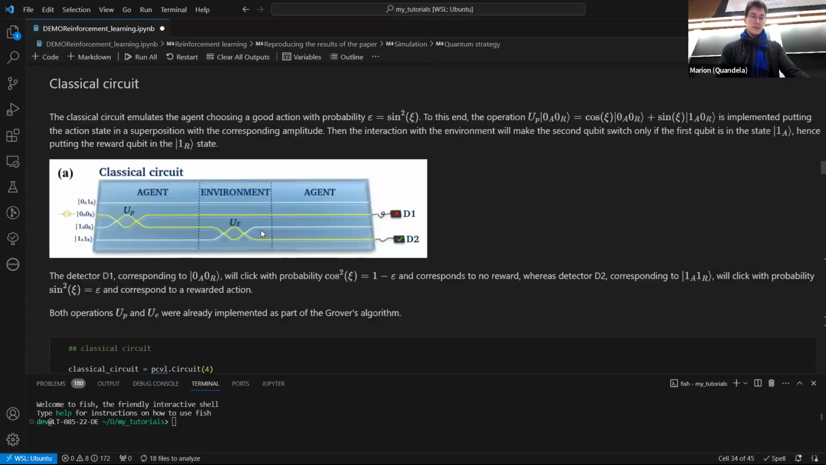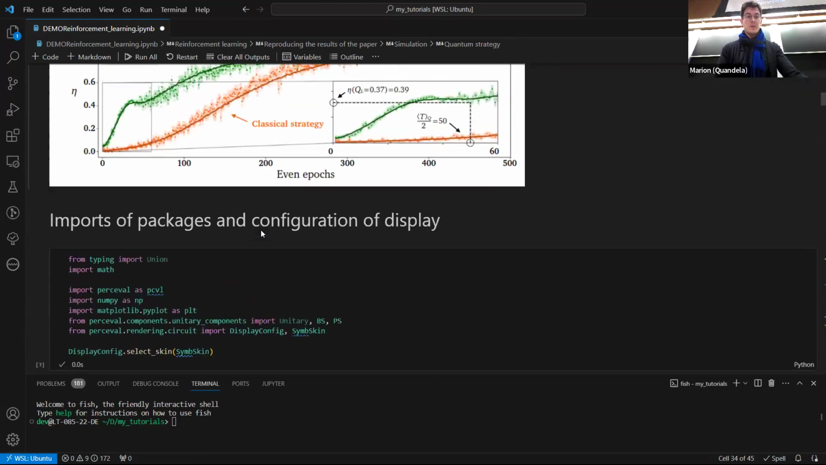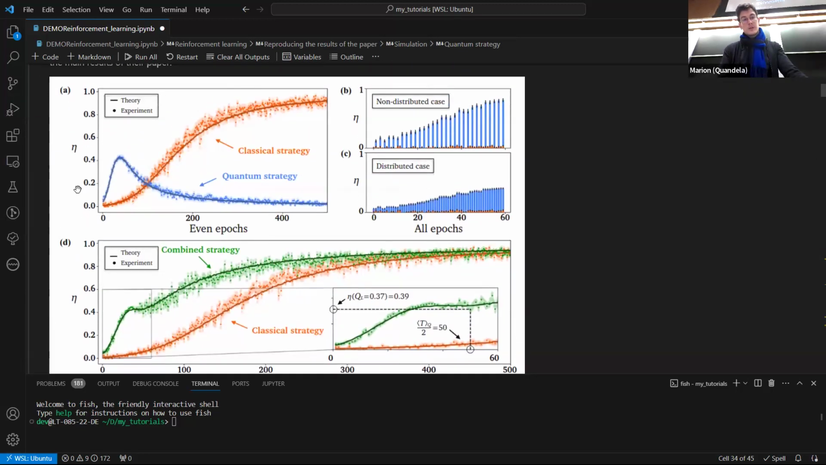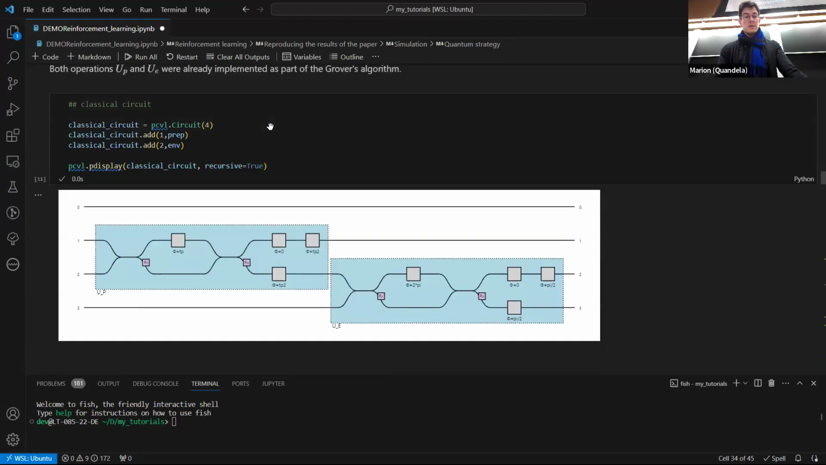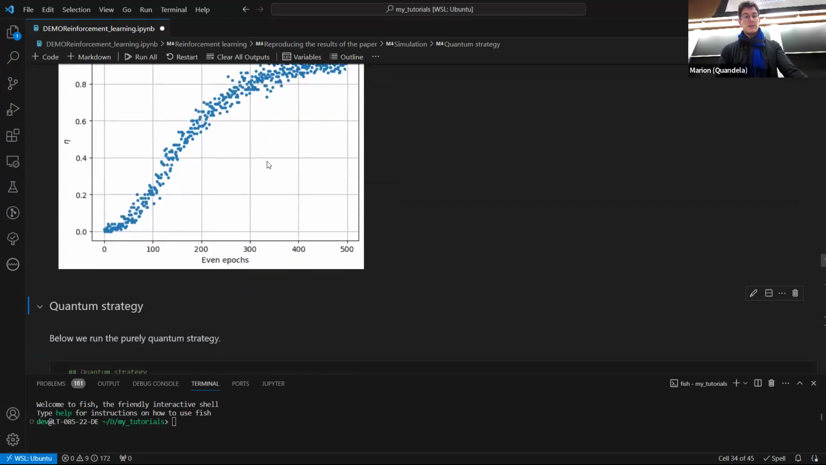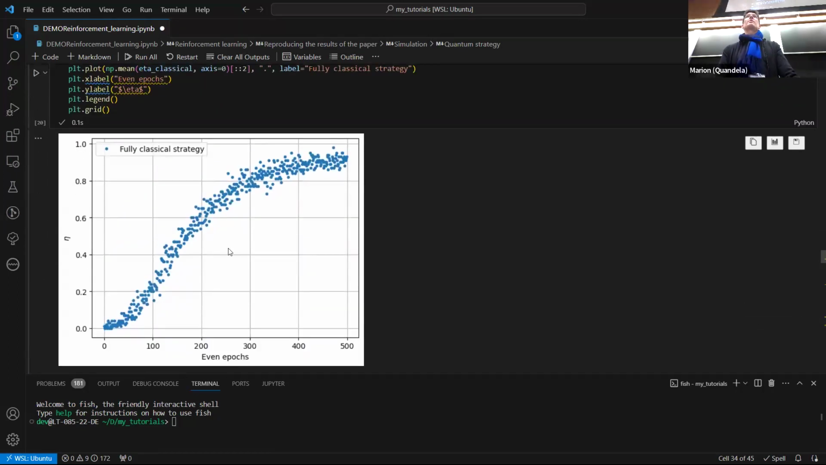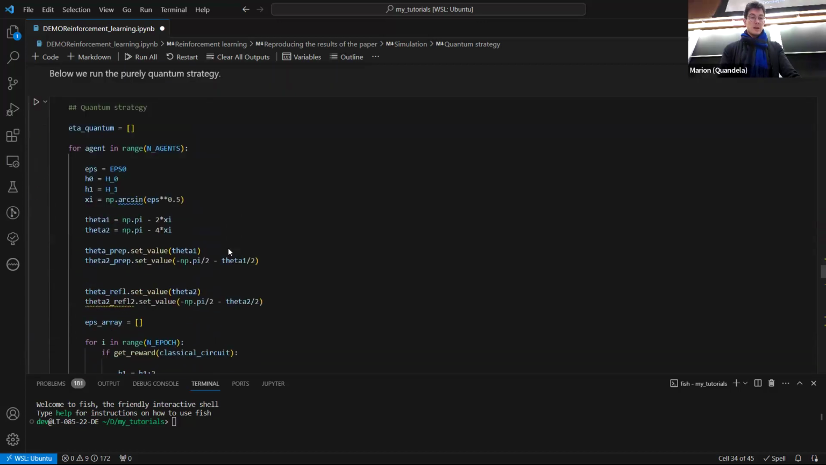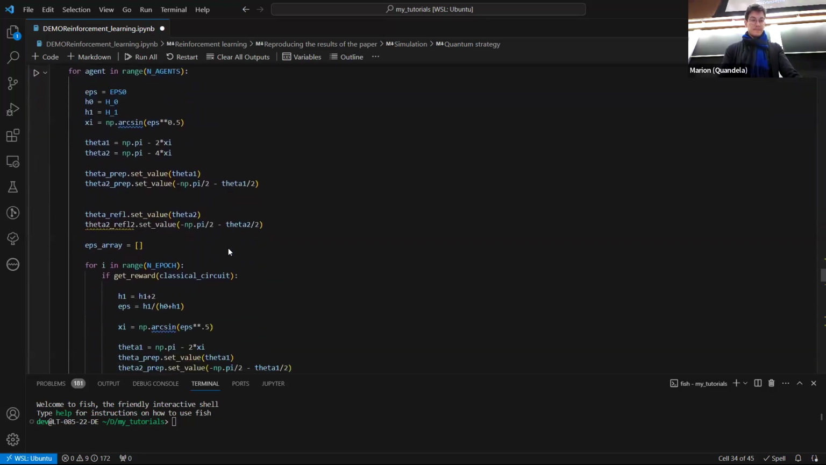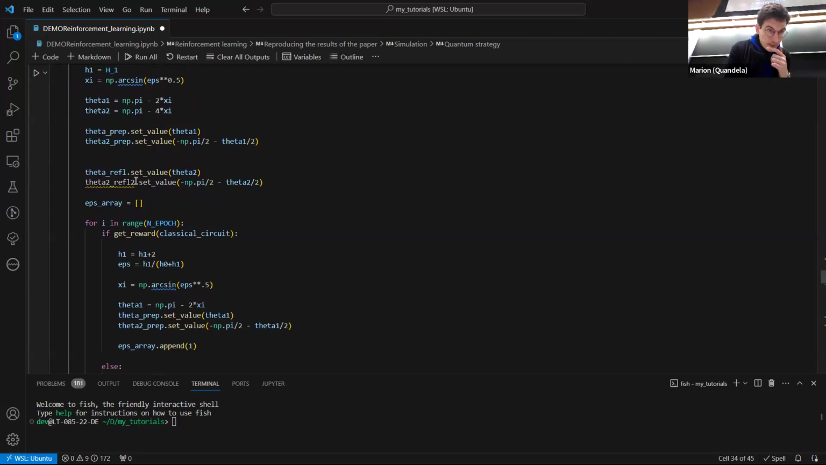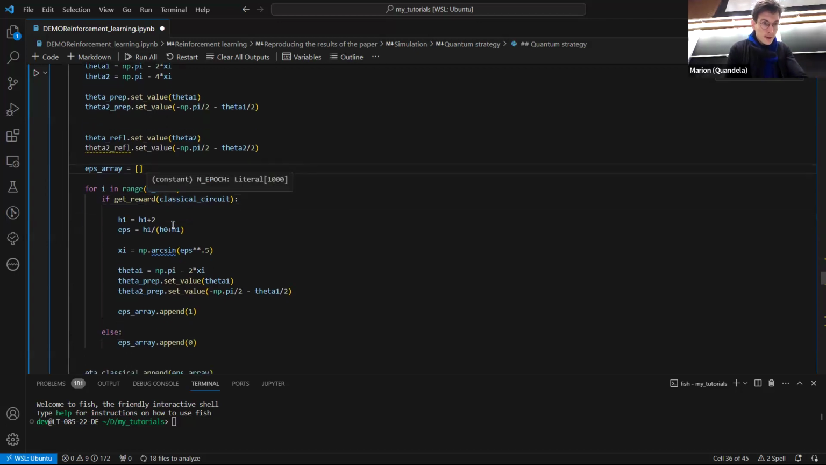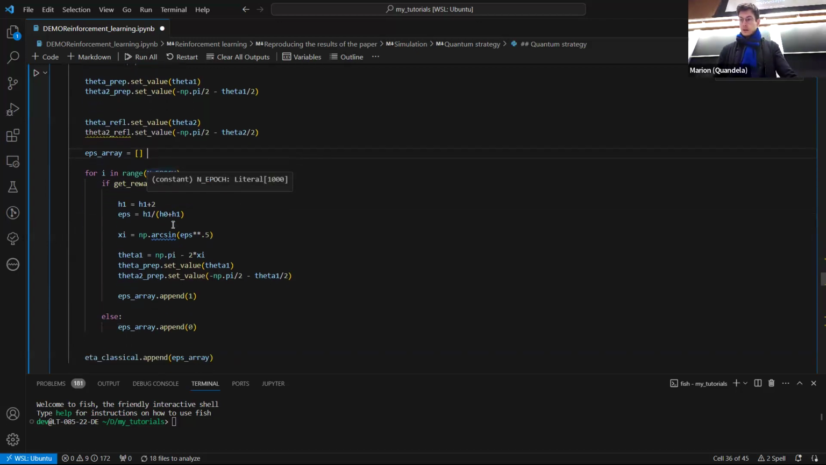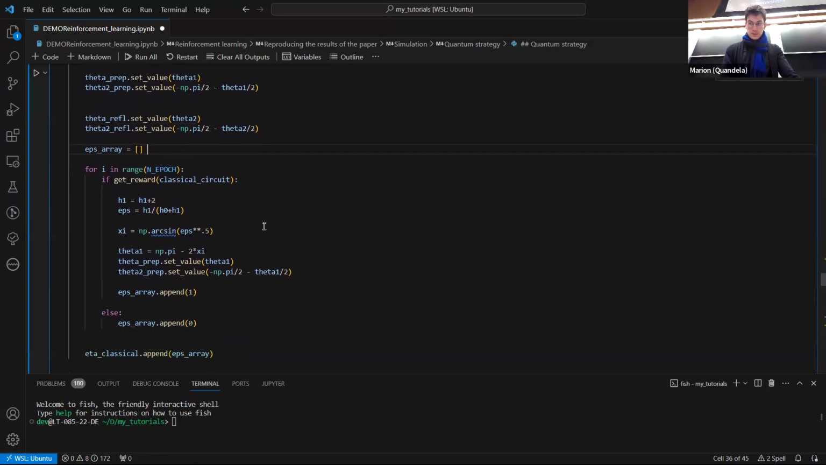So basically, we can't see because we need to compare to the quantum version. But the classical strategy looks like this. And here we have something that roughly resembles what we should have. Okay, so now, yeah, the quantum version. Okay, it's working now.